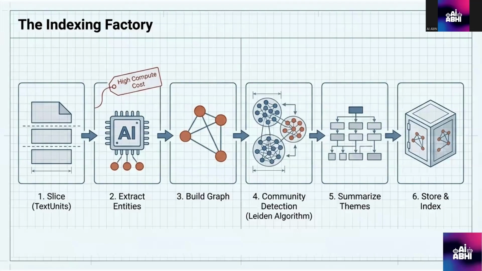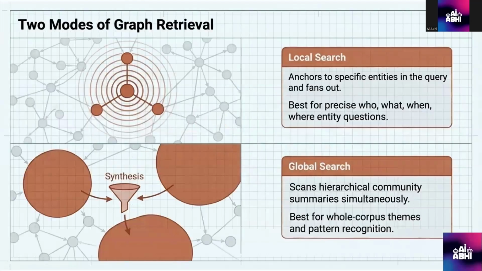To give you more details about the Leiden algorithm, basically it is a graph clustering algorithm. It finds groups of nodes that are densely connected to each other, but sparsely connected to other groups. Think of it as finding a topic island in your knowledge graph. So next, let's move on to local search versus global search.